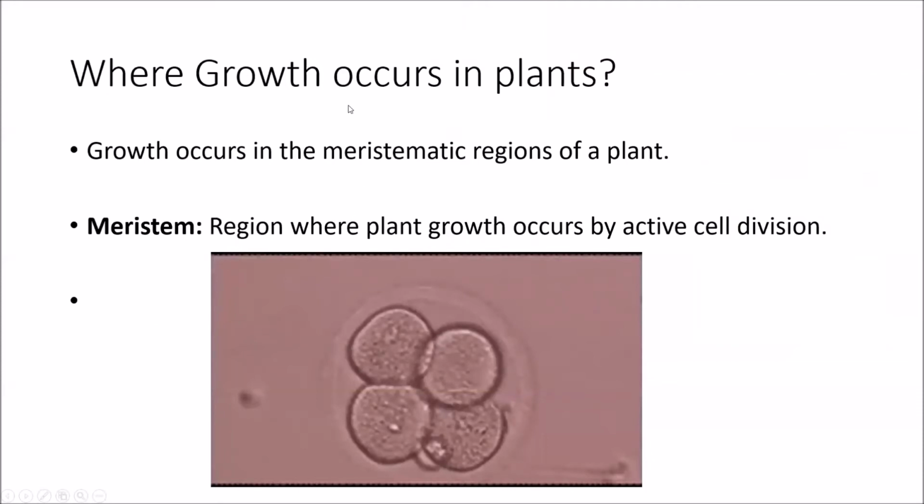Now, where does growth occur inside plants? Growth occurs in the meristematic regions of a plant, okay? So what is a meristem? Meristematic, meristem, they're the same thing. But a meristem is a region where plant growth occurs by active cell division.